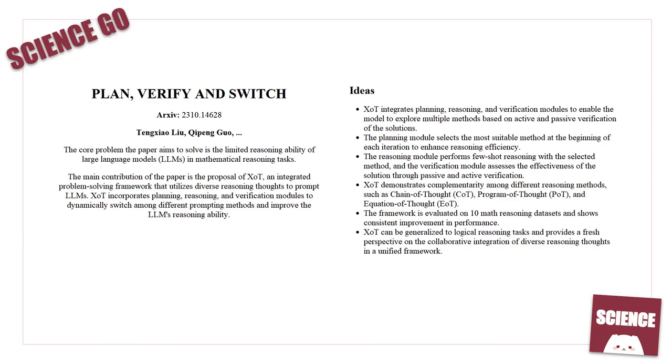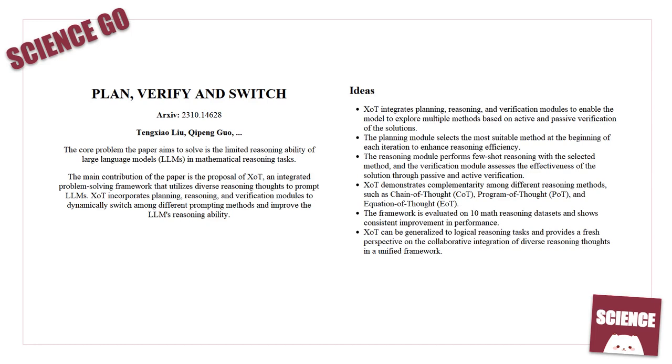And the paper Plan, Verify, and Switch introduces a new way to help large language models, LLMs, solve math problems. These models are very smart, but they struggle with math reasoning tasks. The paper proposes a framework called XoT that combines different methods of reasoning to improve the LLM's performance.